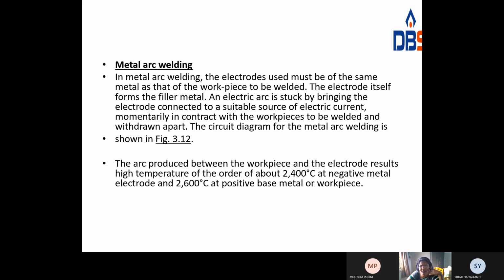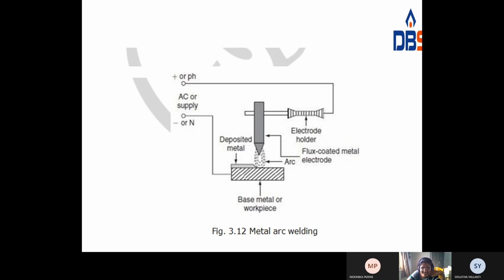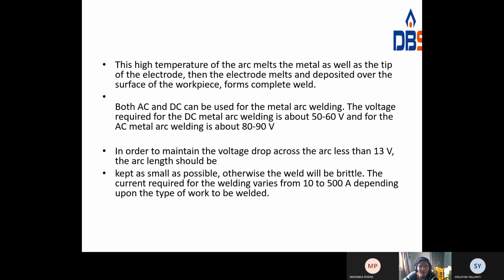The arc produced between the workpiece and the electrode results in high temperatures of the order of 2400 degrees centigrade at the negative metal electrode, and the electrode at positive, the base metal workpiece. If you are using the positive electrode, it produces 2600 degrees temperature. If we are using the negative electrode, it produces 2400 degrees centigrade. So this is the metal arc welding.